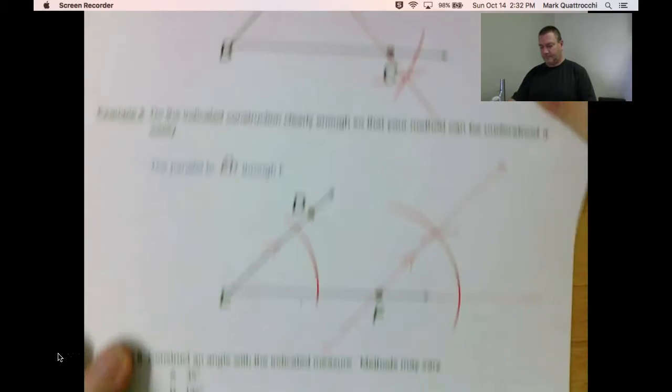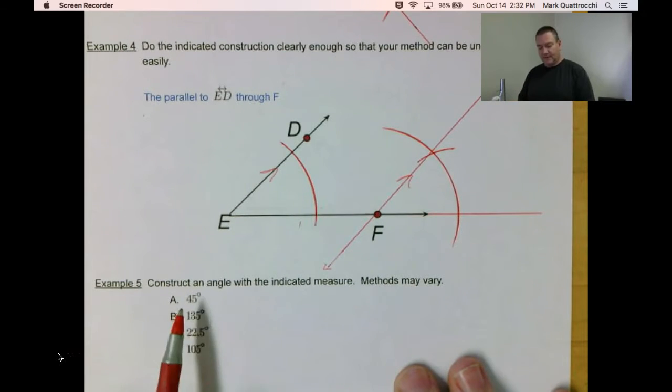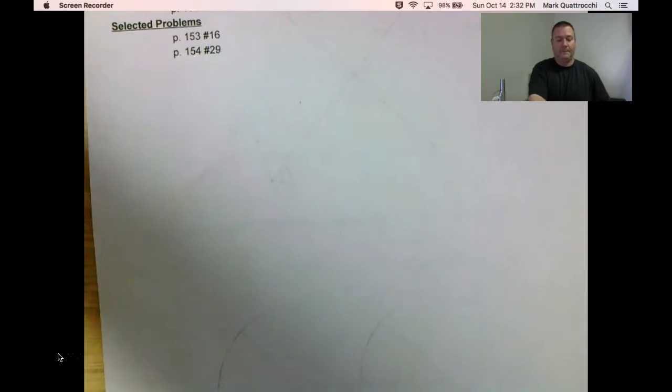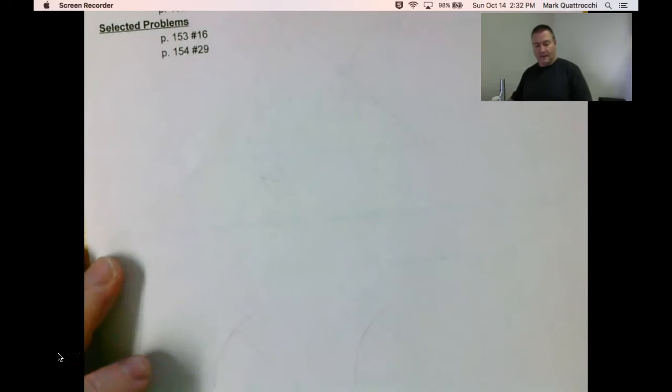Okay. We're going to construct a 45-degree angle, a 135-degree angle, a 22.5-degree angle, and then this is the tricky one, a 105-degree angle. 45 is not hard. 135 will be done when I've done the 45, and the 22.5 is also not hard. This one's the only one that's a little bit tricky. Okay, so I'm going to do these on the back side. I have more room to do that.